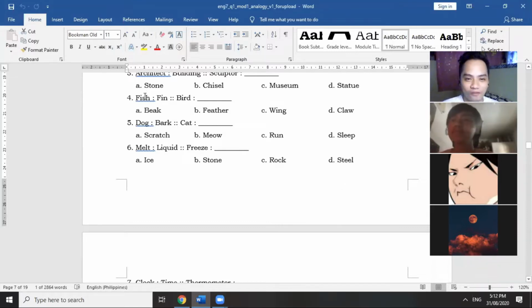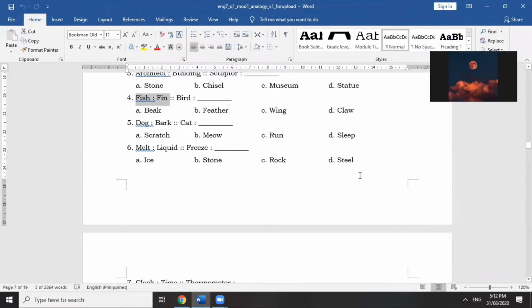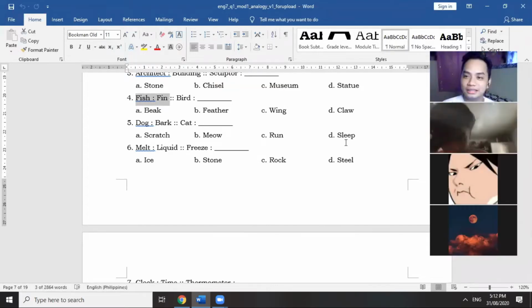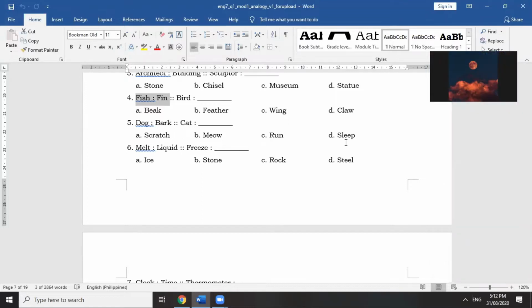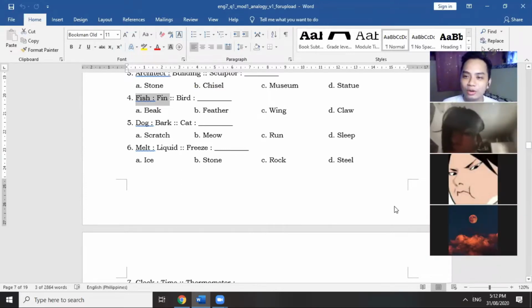Let's go with number 4. What is the relationship of fish and fin? Wait, let's call other people. Julie, Corinne, Makasa. What's the relationship of fish and fin? Julie, are you there? Okay, let's call Neriza Villaos. What's the relationship of fish and fin? Okay, they seem to be quiet.